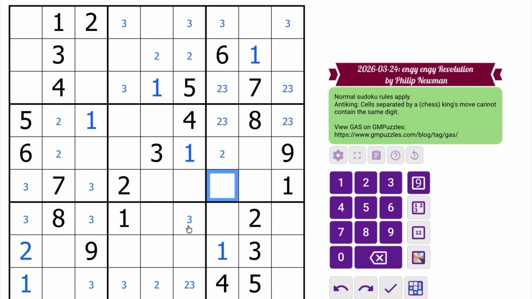So this does not contain a 3. If this is a 3, this can be a 3. If this is a 3, this can be a 3. So there are no restrictions as such for now.